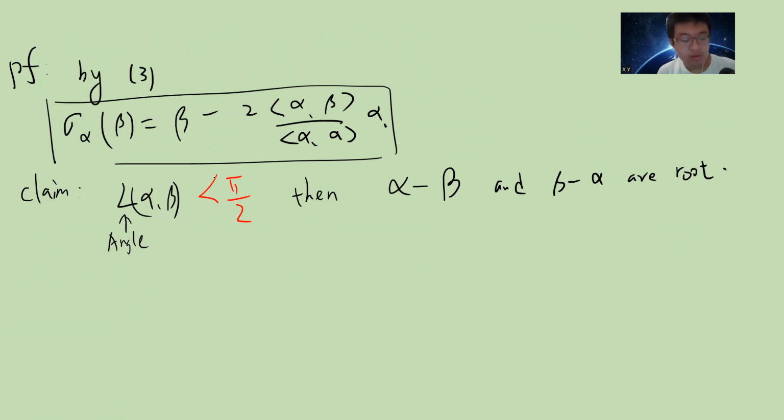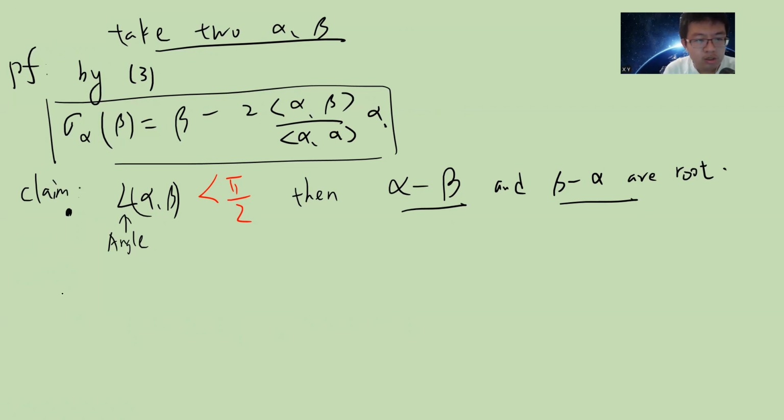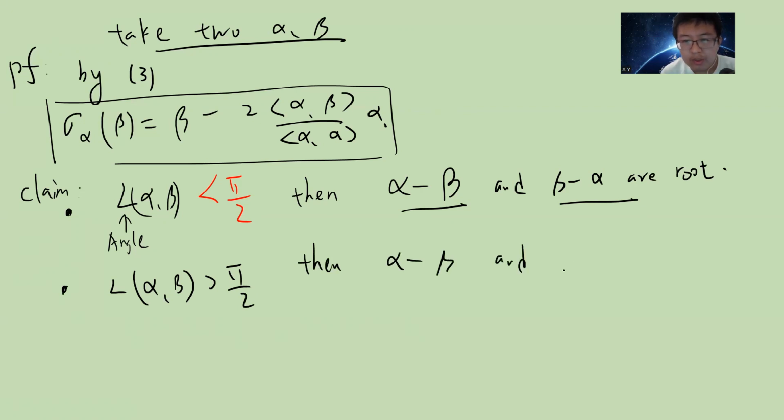Okay, so what I'm saying is that if you take two roots, it's not necessarily simple. If you take any two roots, alpha and beta, and the angle is less than pi over 2, then alpha minus beta and beta minus alpha are roots. You can also check that. If it's greater than pi over 2, then alpha minus beta and beta minus alpha are not roots.